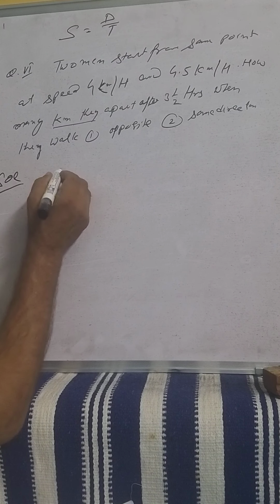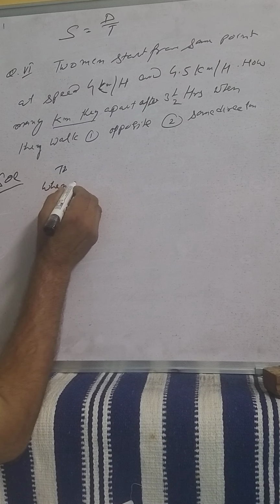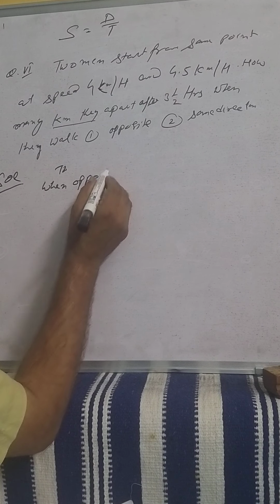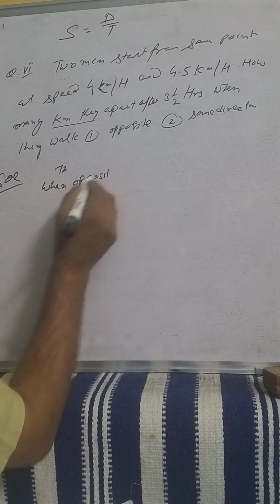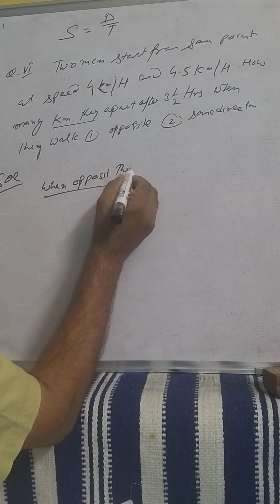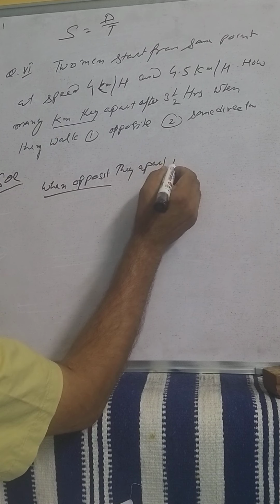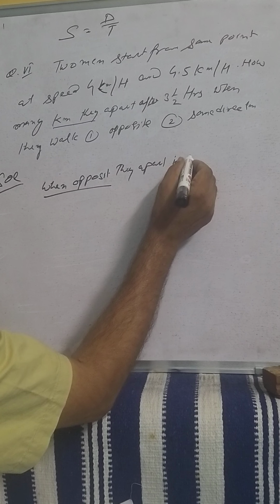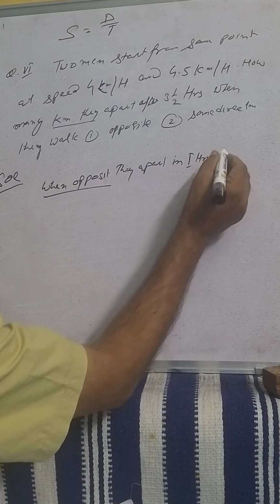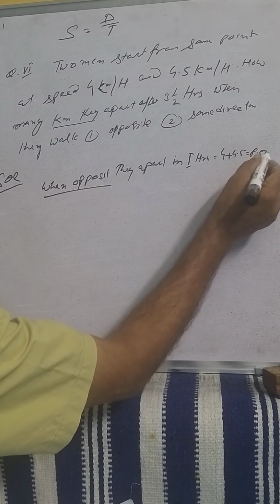that they are apart when they walk in the opposite direction, at a distance apart in 1 hour. In 1 hour it is 4 plus 4.5, which is equal to 8.5 kilometers.